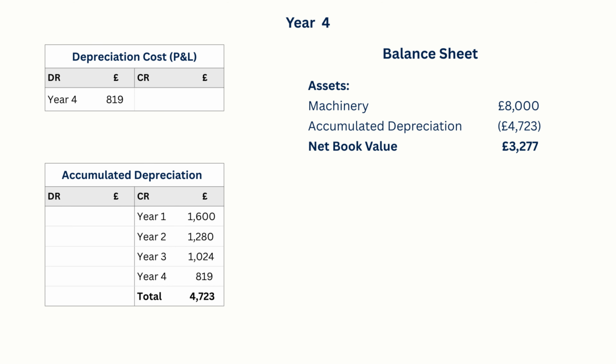Even though the amounts change, the accounting entries stay the same. Each year, debit depreciation expense in the profit and loss and credit accumulated depreciation in the balance sheet. Only the amount changes. Straight-line depreciation spreads cost evenly. Reducing balance depreciation reflects heavier use or faster loss of value in the early years.